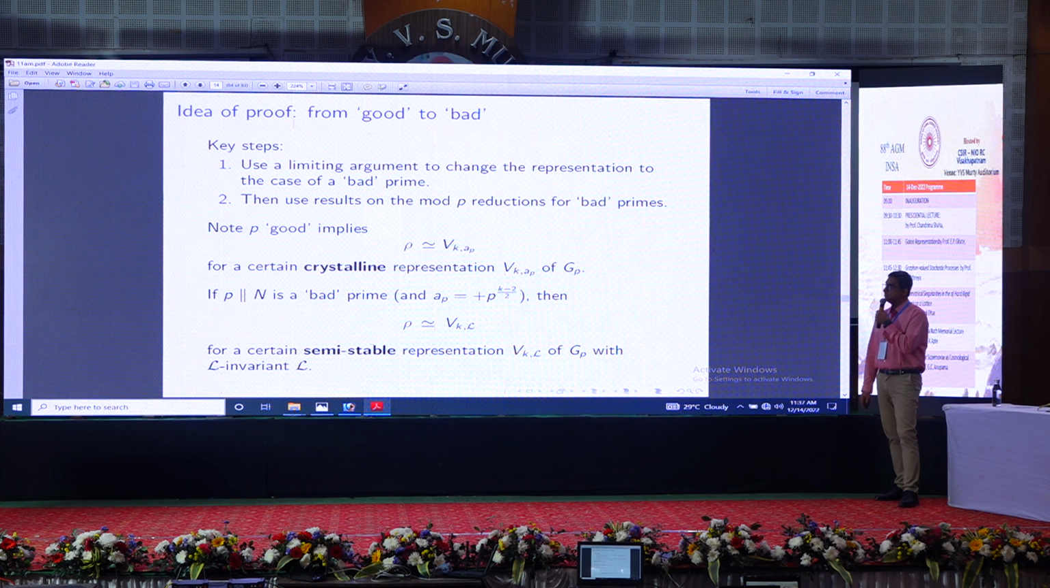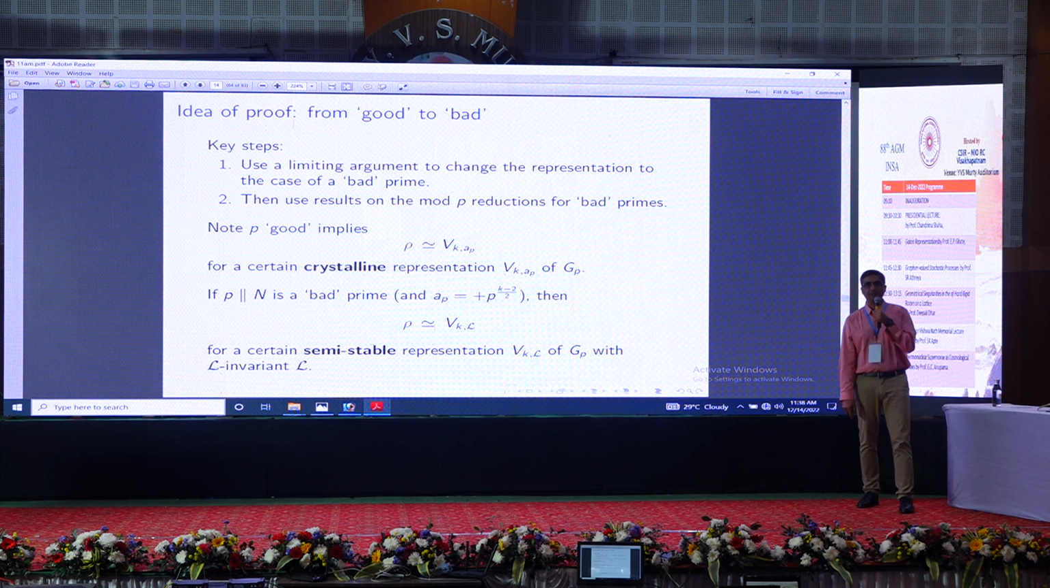And bad happens actually when p divides the level. Actually, p exactly divides the level, and a_p, the pth coefficient, in this case turns out to be plus or minus p to the (k-2)/2, but I restricted to the case of the plus sign, p to the (k-2)/2. In that case, it turns out that the characteristic zero representation is not crystalline, but what is called semi-stable.